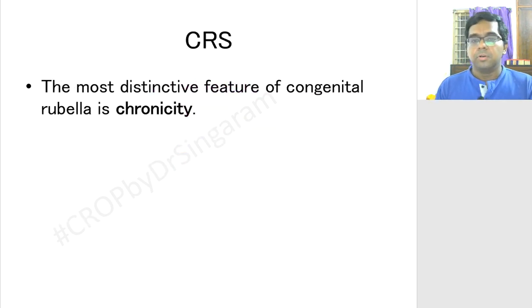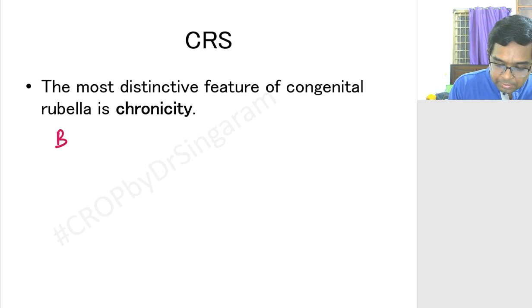Now here comes a very important point which till now has not been asked in your exam, but is probably a question for the future. So please make a special note of it. The most distinctive feature of congenital rubella is chronicity. That means the virus tends to cause infection for a long period of time. And where does this long period of infection usually manifest? It is in the central nervous system. Yes, it's in the brain.